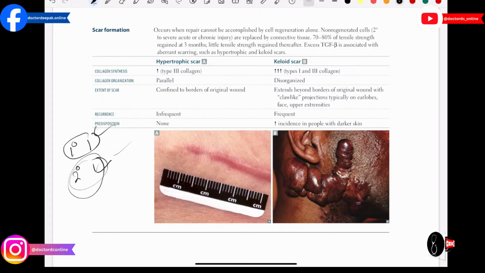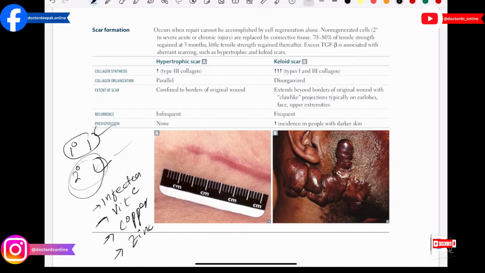Then another important point you have to remember is the important causes of delayed wound healing. They can ask in the exam, what are the causes of delayed wound healing? If you have infection, what kind of bacteria is the most common cause? Staph aureus is the most common cause. Then vitamin C deficiency, copper deficiency, and zinc deficiency. All these are causes which can lead to delayed wound healing.